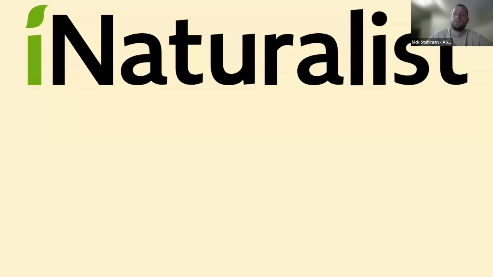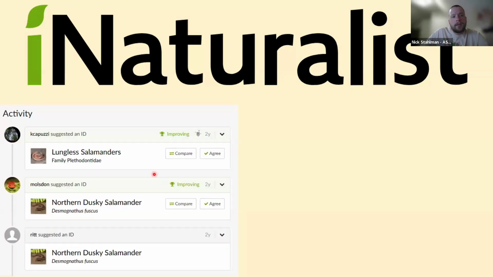iNaturalist is an awesome, awesome resource for frogs, for really any organism. If you aren't familiar with this, Seek is made by iNaturalist, if you've ever used Seek. But with iNaturalist, what I really love about this is when you submit an observation, people can agree or disagree. So in this case, someone submits a lungless salamander. They aren't sure which of these salamanders it is. They just got maybe, hopefully, a couple of photos of it and they just put in that it's a lungless salamander. So it's in the family Plethodontidae.